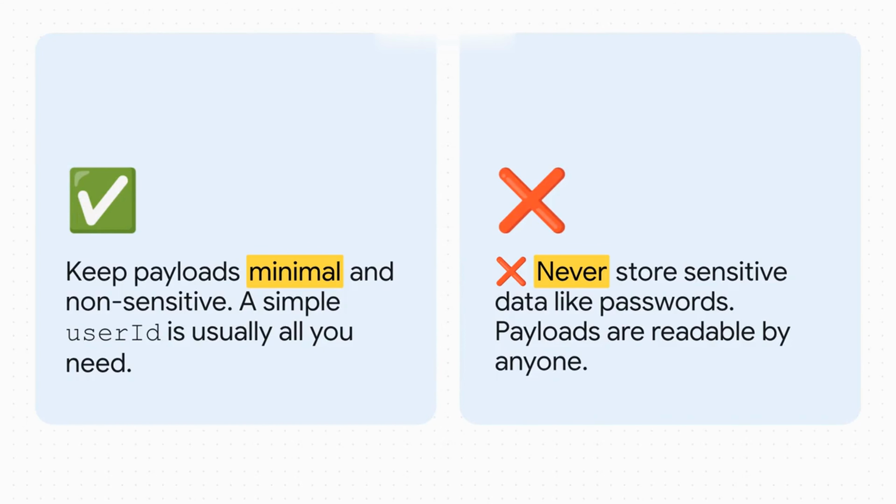Here is rule number 1, and you've got to burn this into your brain. The JWT payload is encoded, not encrypted. Anyone can easily copy that text, paste it into a decoder online, and read exactly what's inside. That means you should never, ever put sensitive information in there. No passwords, no credit card numbers, no secrets. Keep it minimal. A user ID is usually all you need.